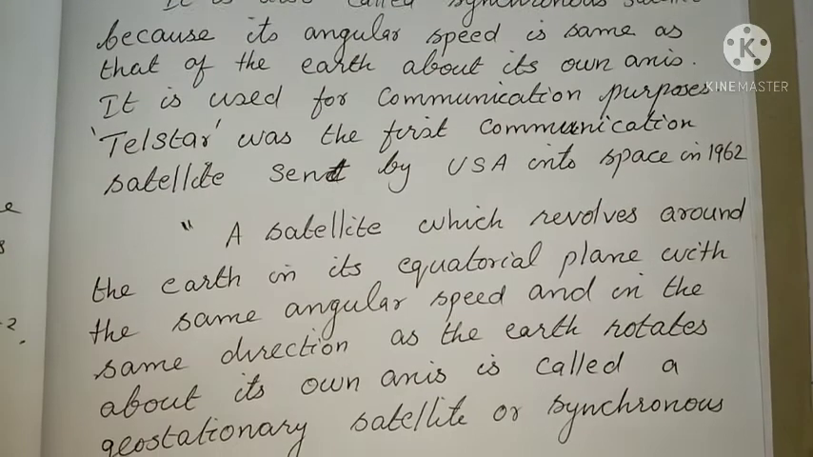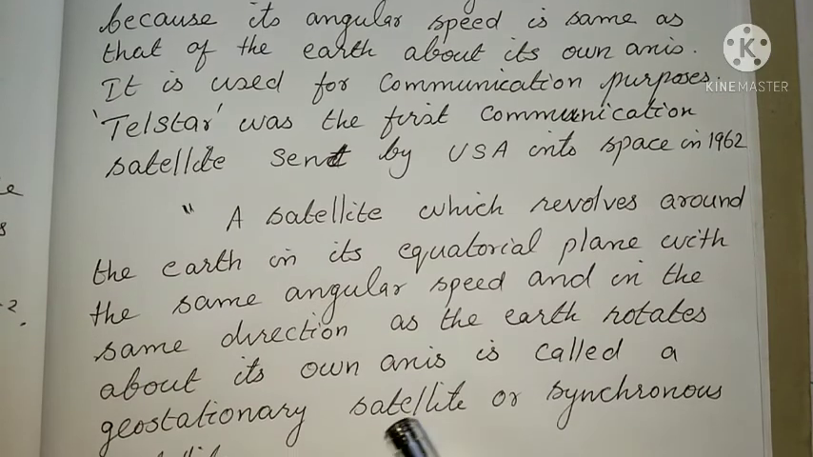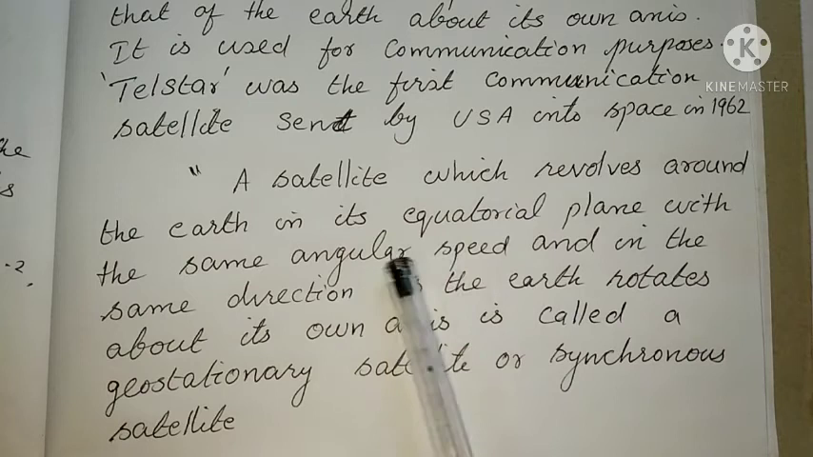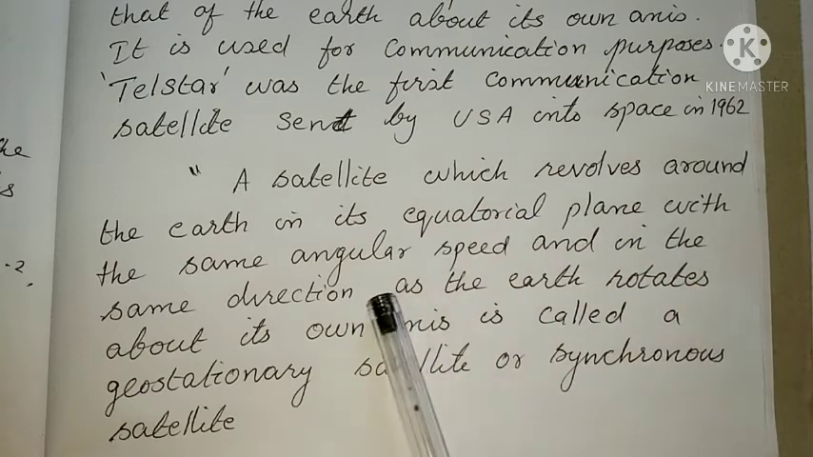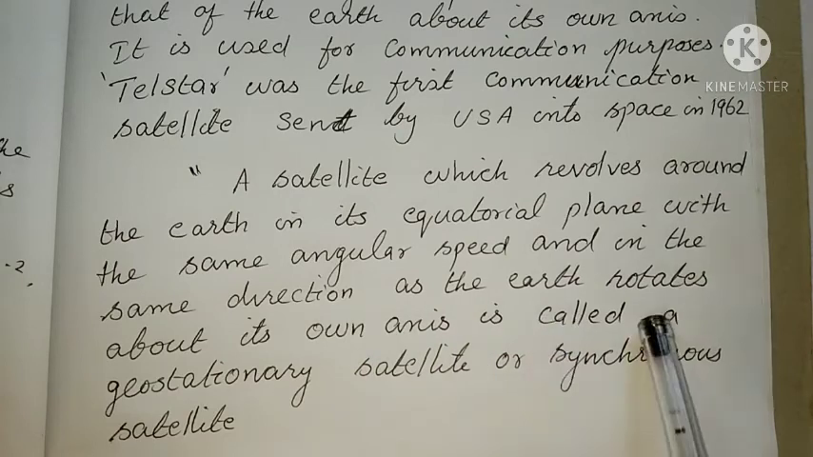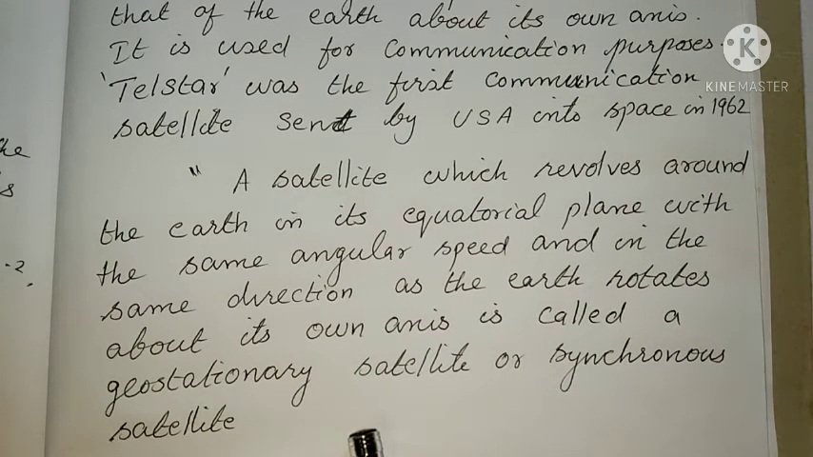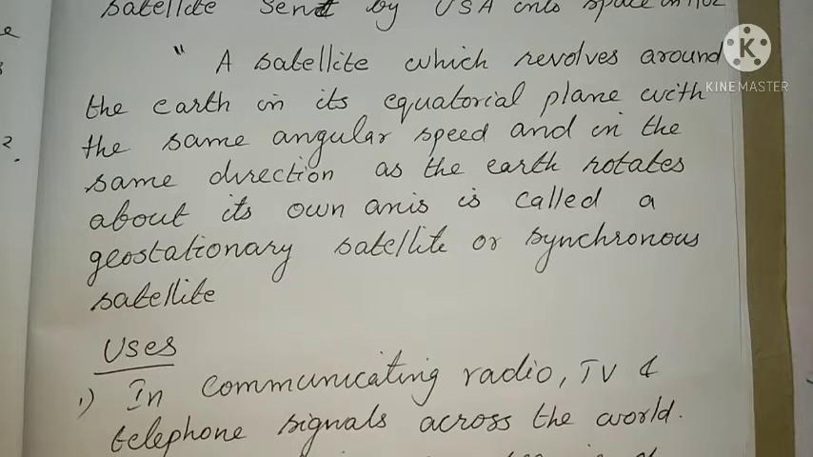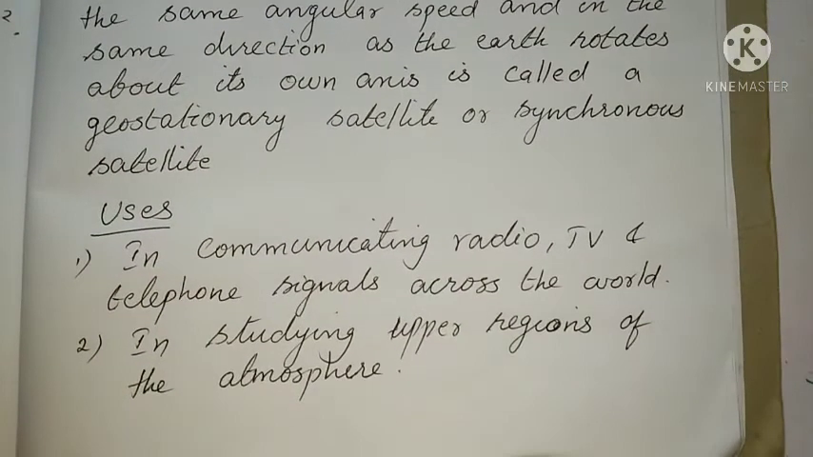So we can define the geostationary satellite like this. A satellite which revolves around the Earth in its equatorial plane with the same angular speed and in the same direction as the Earth rotates about its own axis is called a geostationary satellite, or it is also known as the synchronous satellite. Clear? Then some uses of these satellites we want to see.